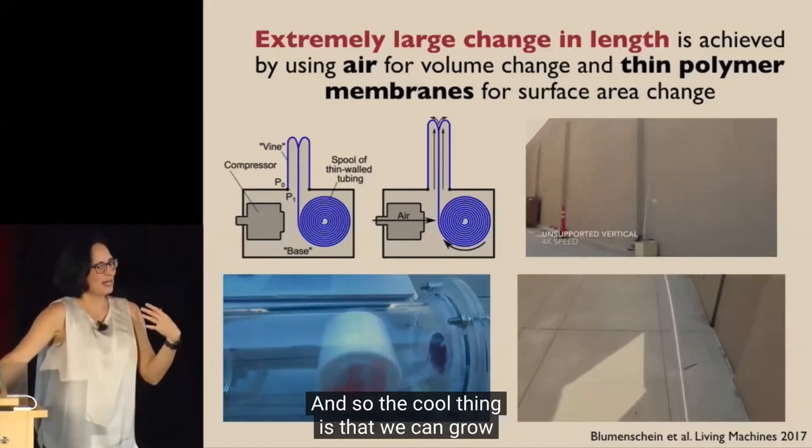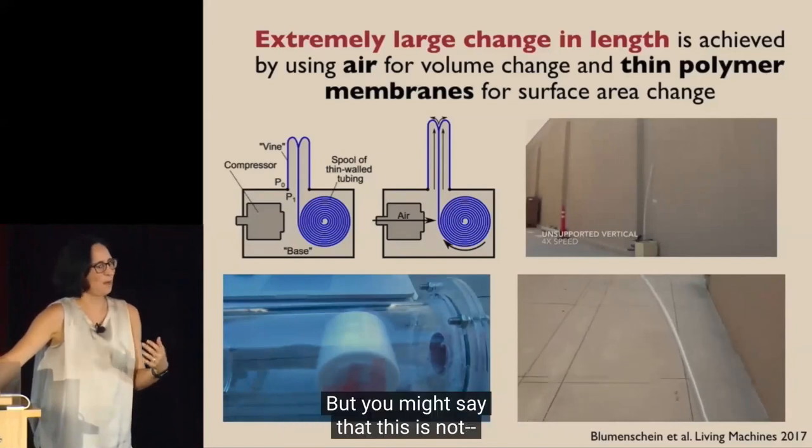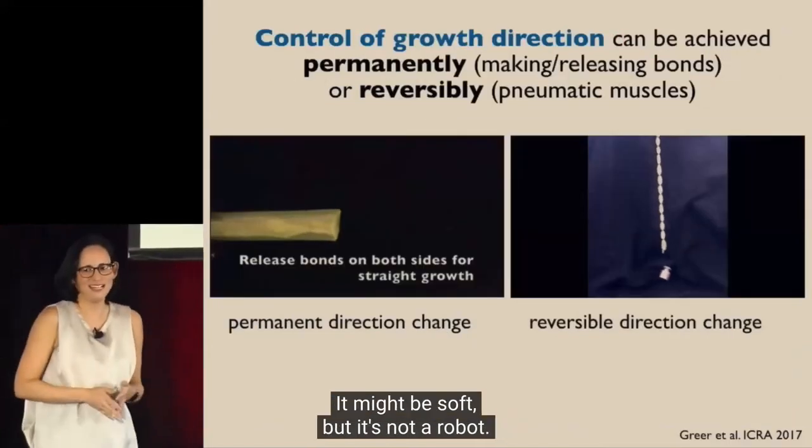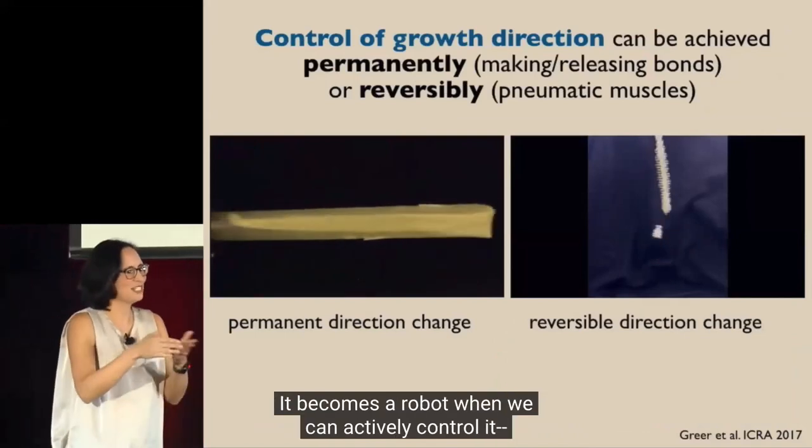And so the cool thing is that we can grow it very, very long distances. But you might say that this is not a robot yet. It might be soft, but it's not a robot. It becomes a robot when we can actively control it.